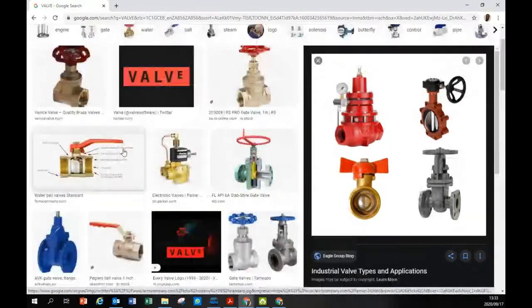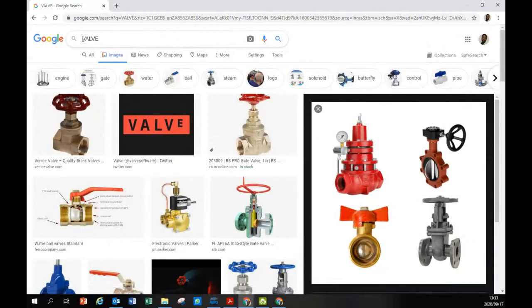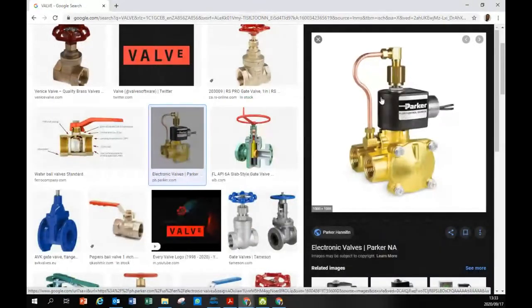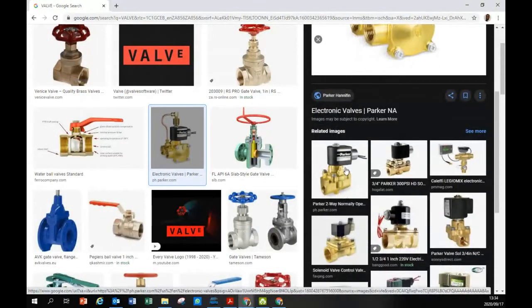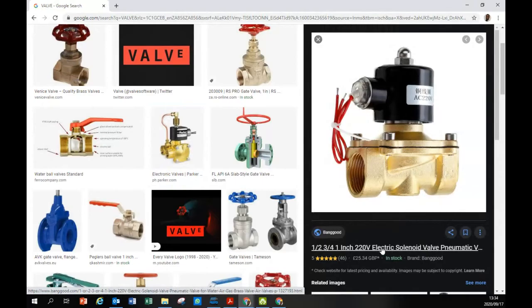And where's the solenoid valve? This is a mechanically operated valve. Here's a solenoid valve. It looks funny, man. They call it an electrical valve. You see here they're calling it an electrical valve. Look here: electrical solenoid valve. It looks like this. When it's open, there is a flow.